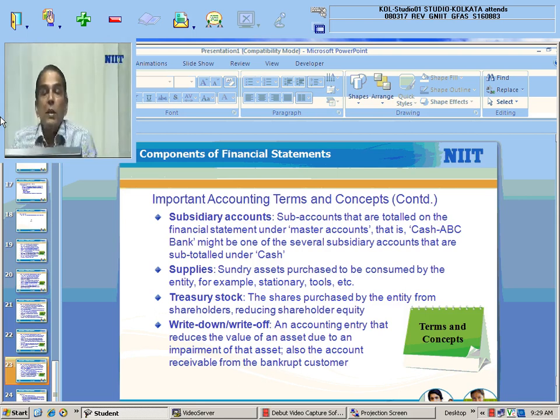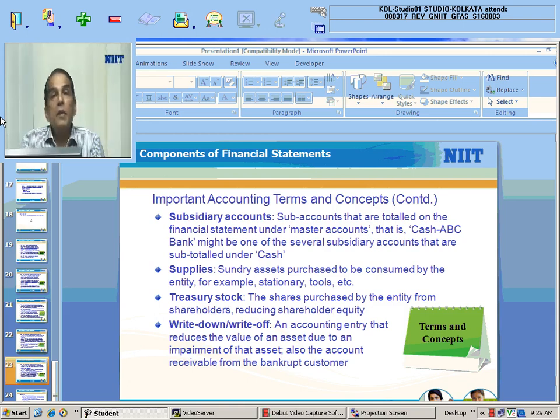So you have to subtotal the balances. Supposing a company maintains current accounts with 3 banks. It also holds some physical cash. So when you're trying to determine the total amount of cash available with the company, how much balance should be reflected on the cash account, we have to subtotal the balances in all these 3 current accounts with 3 different banks, and also the physical cash that is held in the business. Then we'll get the balance of the master account cash. So that is the concept of subsidiary account.